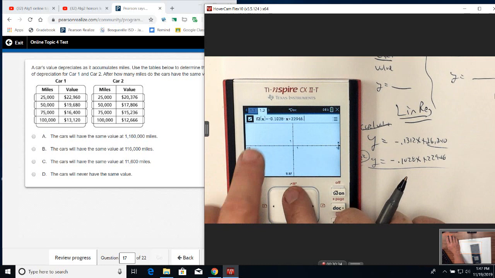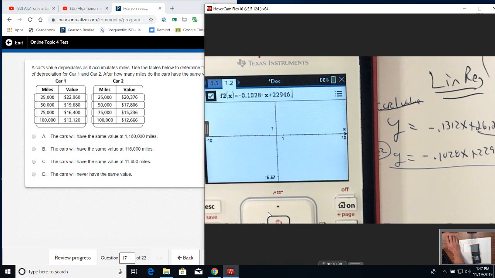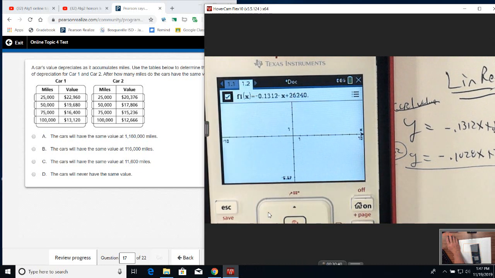Hit tab and go up. See the check mark on there now? Y'all see that check mark? It means it's graphed. Go up. That one's got a check mark. It's graphed. I just don't see it. It's just way out there.